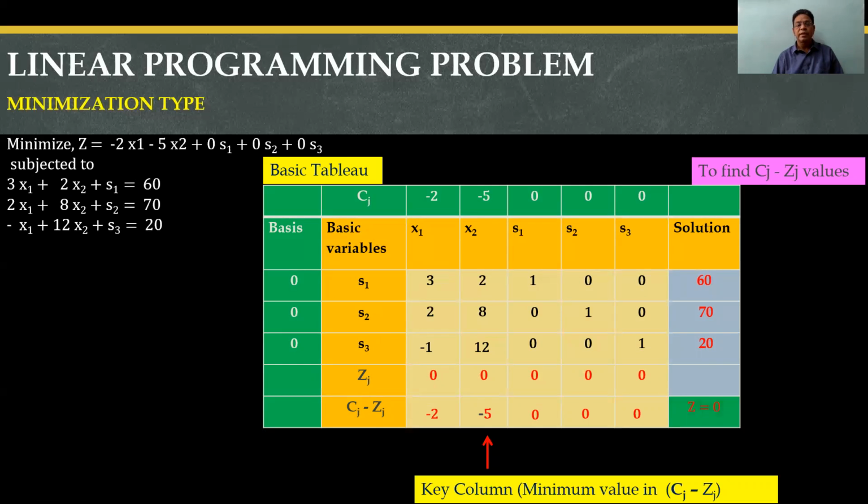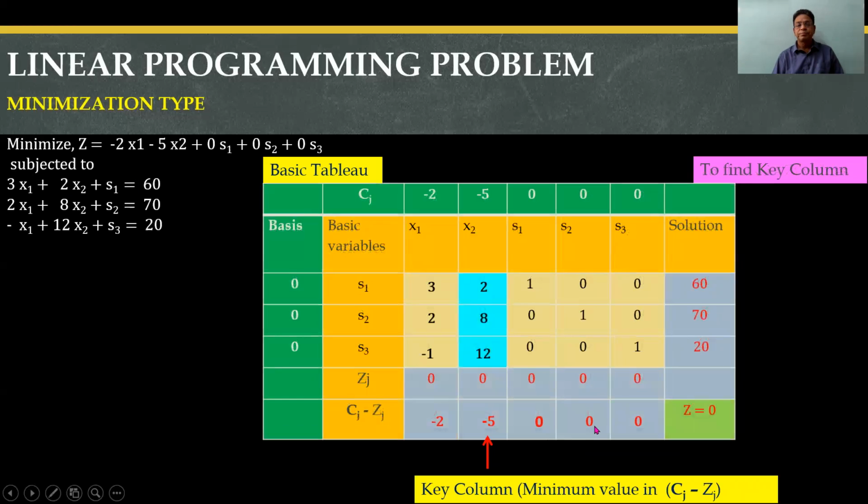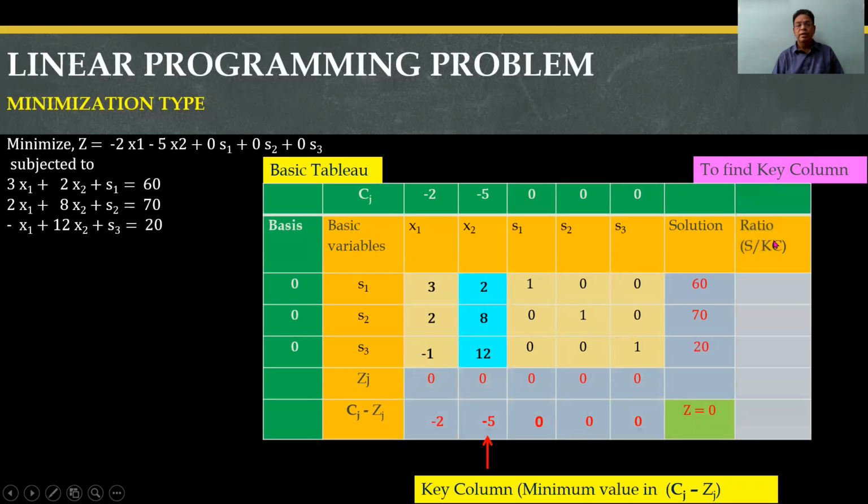How will we do that? In order to do that, we will find the ratio. And how do we find the ratio? Ratio is always found as solution column divided by the key column. So here solution column elements are 60, 70 and 20 respectively in the first, second and third row, and key column entries are 2, 8 and 12 in the first, second and third row.